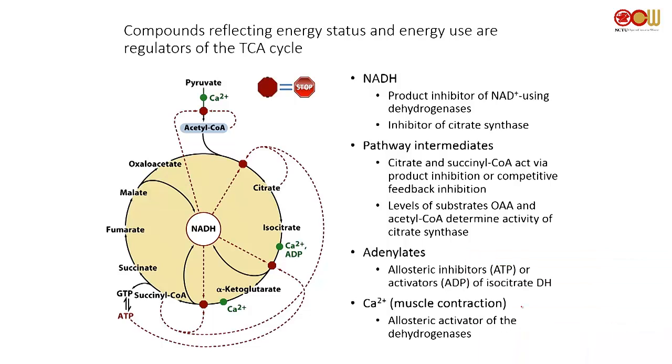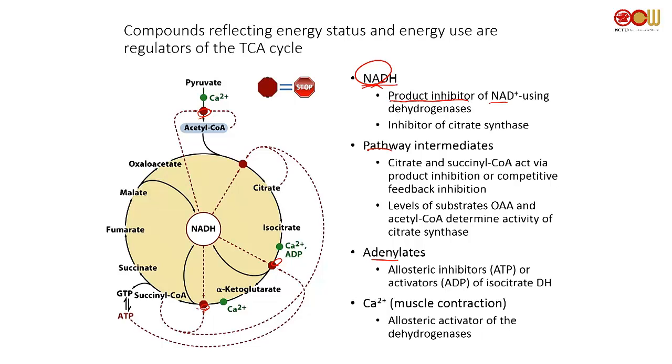Okay? So here are some regulators, molecules that can regulate and control the TCA cycle. For example, NADH. If your cell has a lot of NADH, it does not want to make more NADH, okay? Therefore, NADH is a direct product inhibitor of the NAD-using dehydrogenases. For example, going from isocitrate to alpha-KG and alpha-KG to succinyl-CoA.